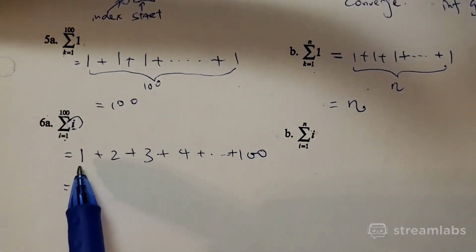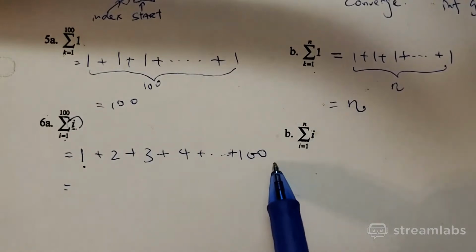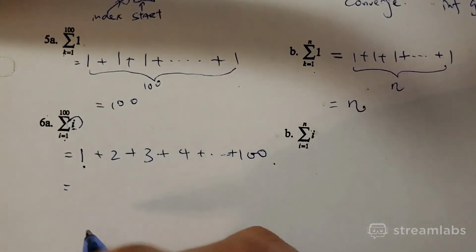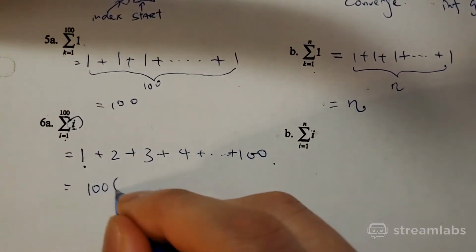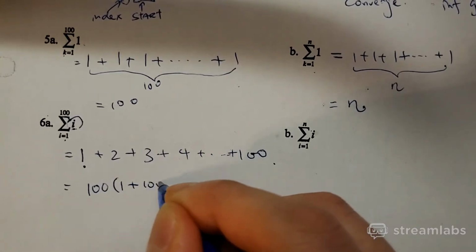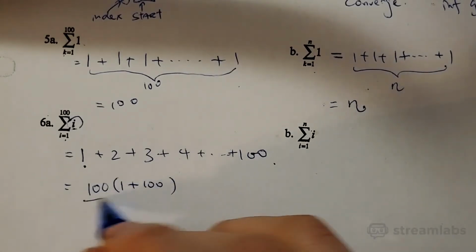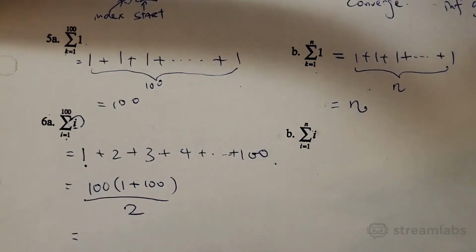Remember how we do this? This is a trapezoid rule, right? 1 plus 100 times 100 divided by 2. First plus last times how many terms divided by 2, right? Which in this case was 5050. Right.